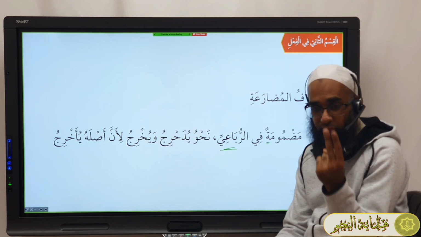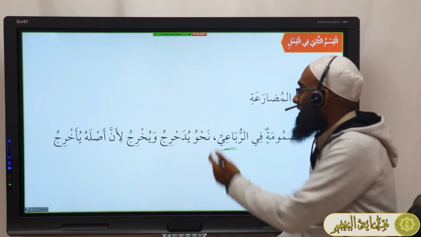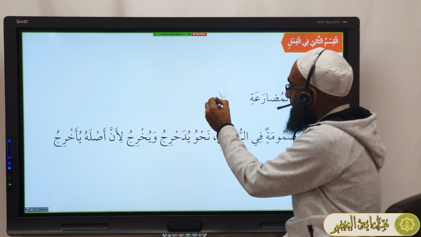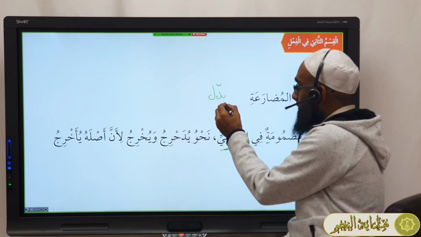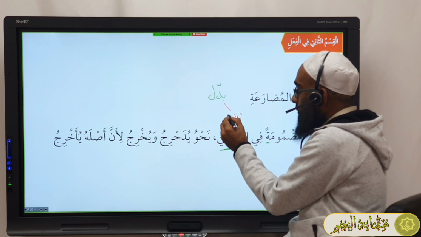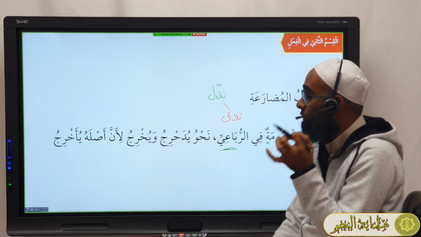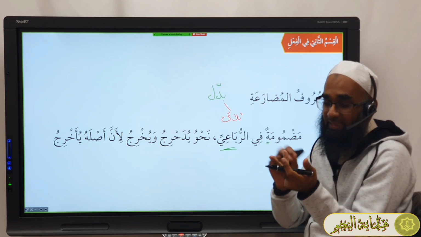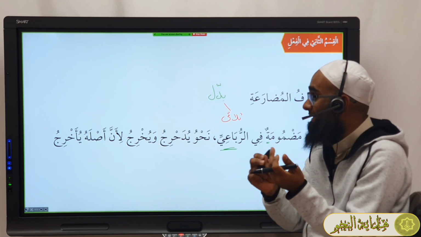Ruba'i is sometimes referred to by looking at the huruful asli. So for example, the word baddala can be classified as thulathi when you are looking purely at the huruful asliya. The huruful asliya are three: ba, dal, and lam. So baddala is called thulathi.